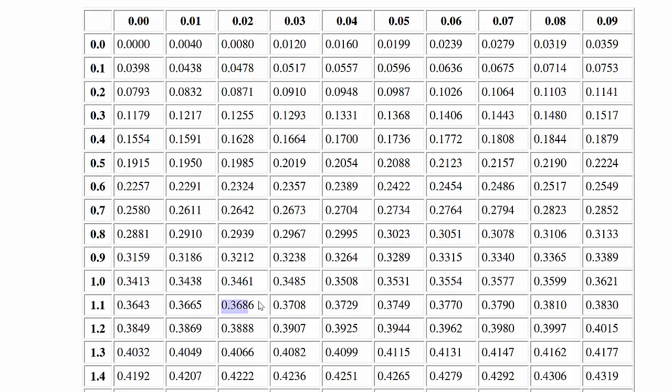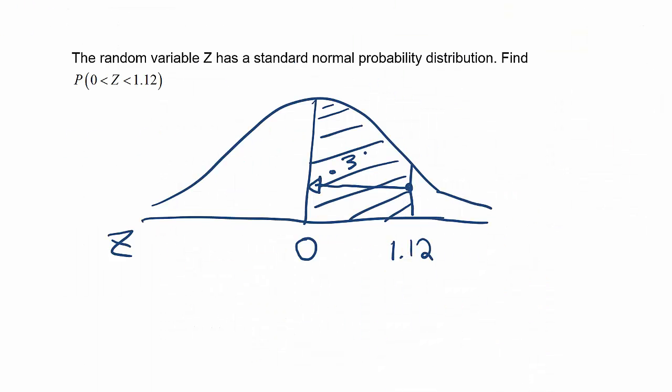0.3686. So that's 0.3686. And that's the solution here. This is the answer we were looking for.